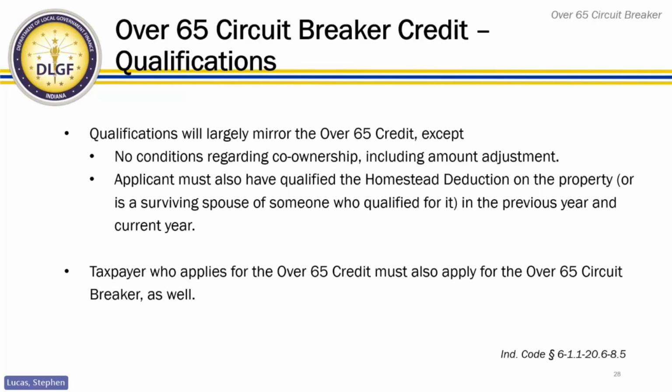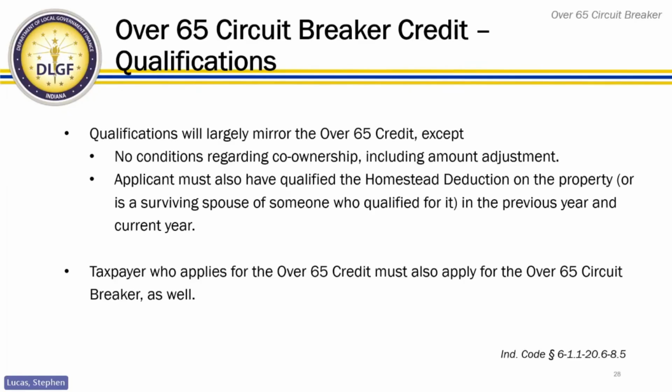So as I mentioned, the over 65 credit has no residency requirement, but because the circuit breaker credit ties its qualification to the homestead deduction, that homestead deduction does have a residency requirement. To receive that benefit, an individual has to use the property as their principal place of residence. And so here you see slightly different qualifications for the over 65 credit versus the circuit breaker credit.